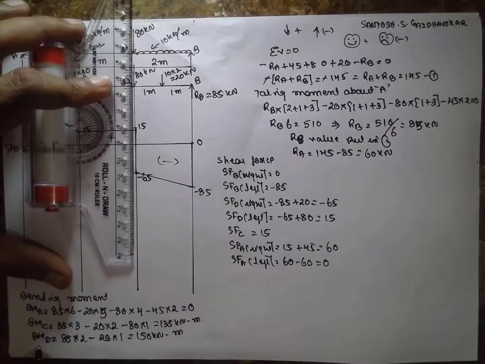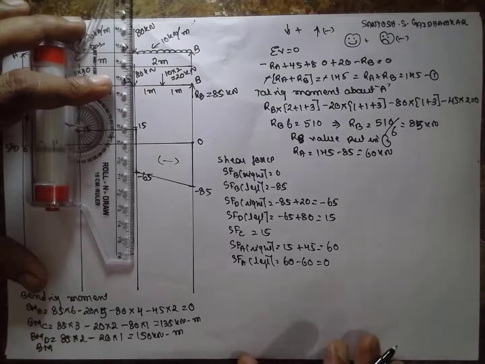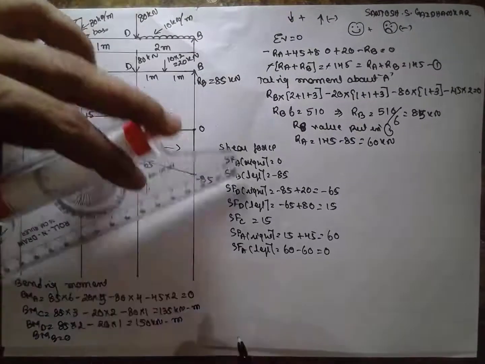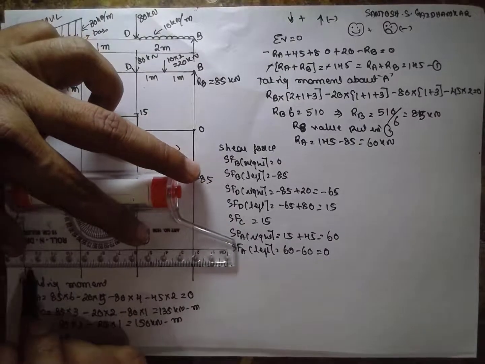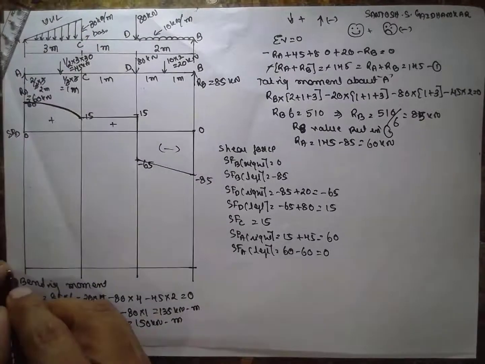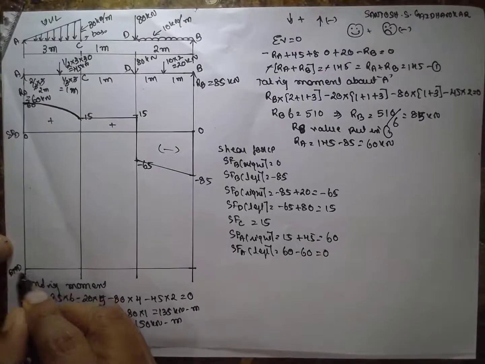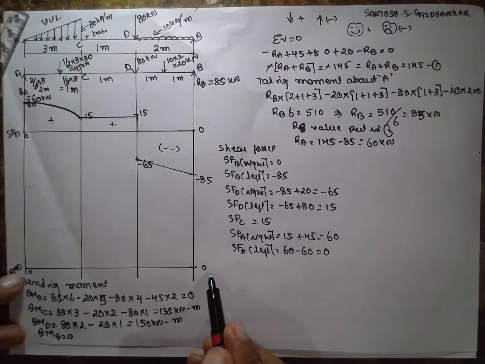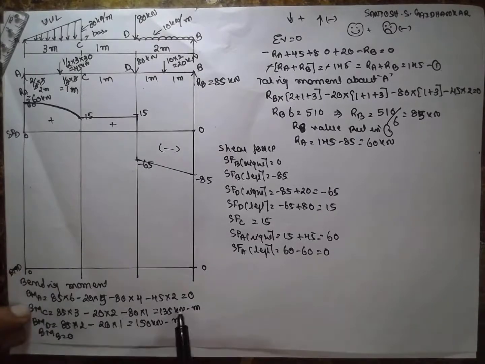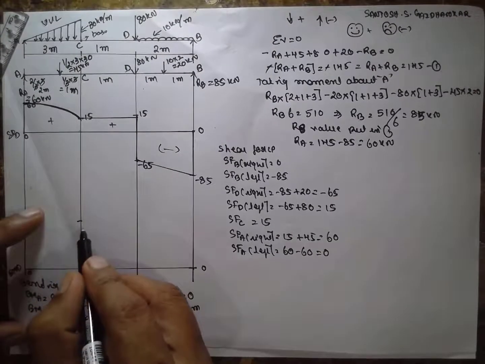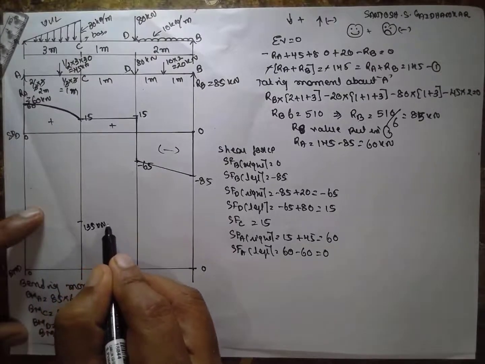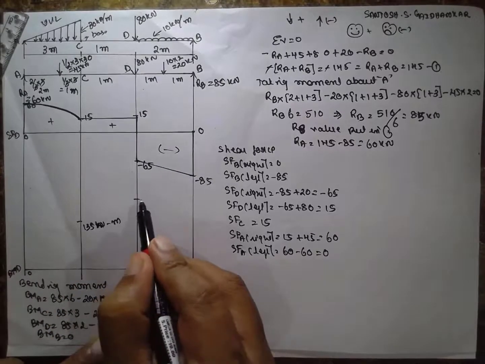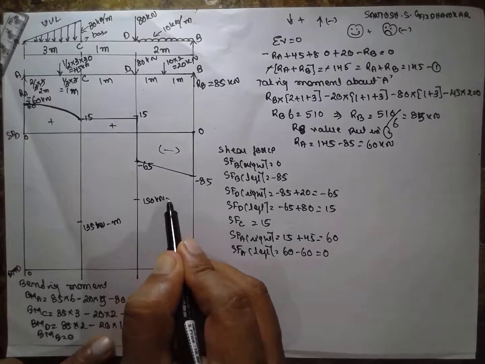Bending moment at B will be 0. Everything is positive. BMD: first is 0, at A is 0, at B is also 0. At C it is 135 kilonewton meter. Next 150 kilonewton meter and 0.